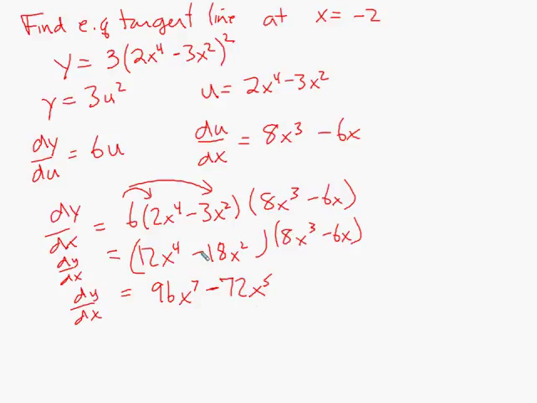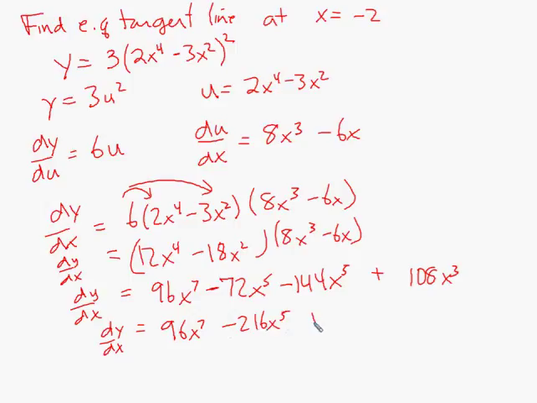18 times 8. 144. And then plus 18 times 6. 108. These are like terms. What's 72 plus 144? 216. All right, we are evaluating this at what point? -2.